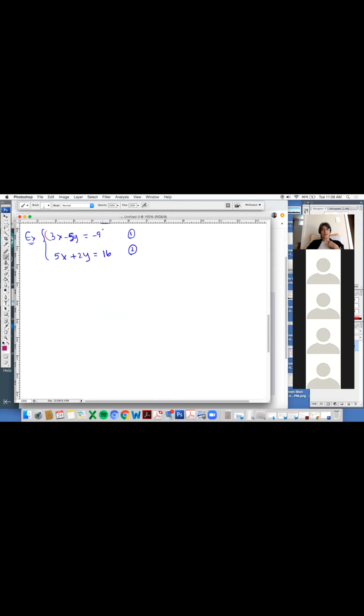Okay, so how would I make the same coefficient for both equations? What would I need to multiply the first equation by and the second equation by to make these numbers the same but opposite sign? Any ideas? Okay, let's check the chat. Yeah, multiply the top one by 2 because that will make it negative 10. Okay, and what would I need to multiply the bottom one by?